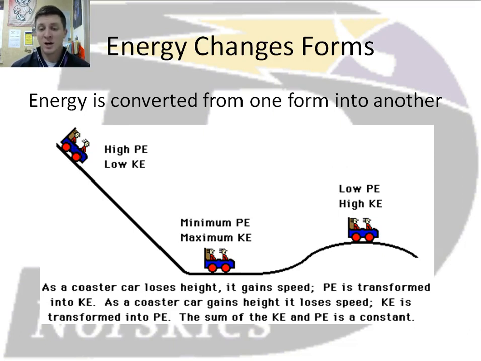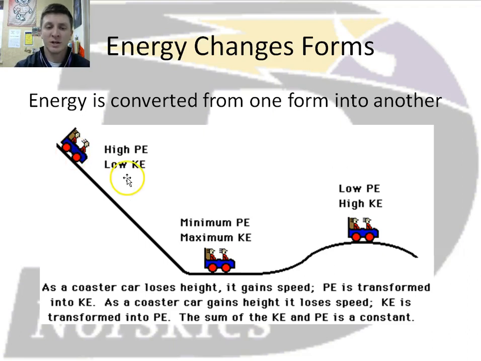As the coaster gains height, it loses speed. Therefore, the kinetic energy is going to be transferred into potential energy. And the sum of these two energies, kinetic energy and potential energy, is going to be constant because that energy is conserved.